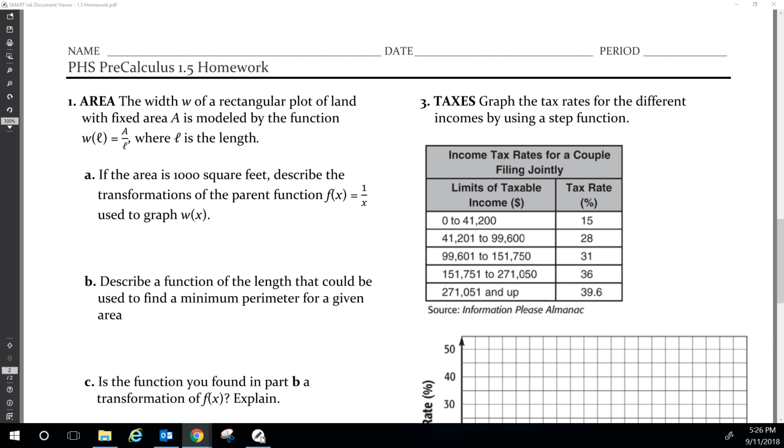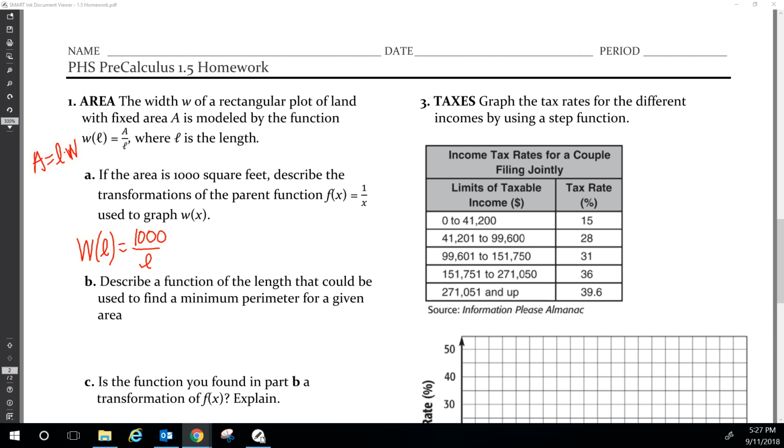This is a formula you're really familiar with, except normally for area, we've got area is equal to length times width. But they're saying now area is modeled by this function where width is a function with respect to length. So width would be area divided by length. So if the area is 1,000 square feet, describe the transformation. So let's plug in 1,000 for the area. Here's my function notation, 1,000 over L.